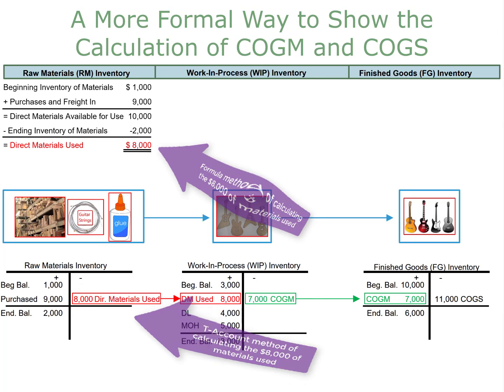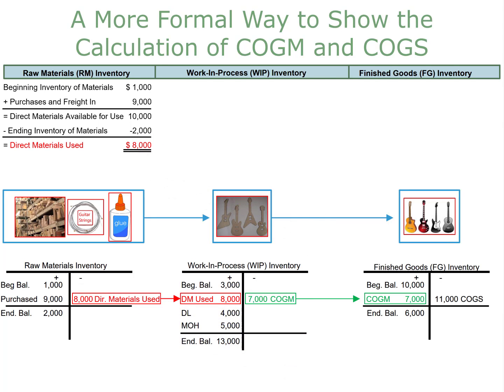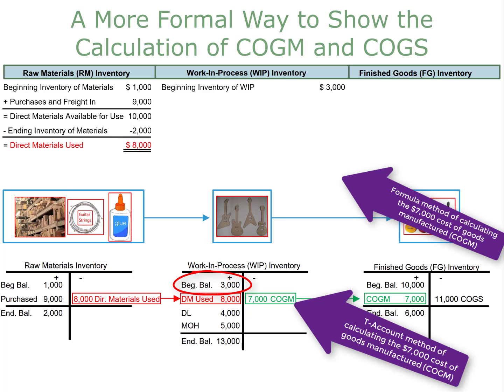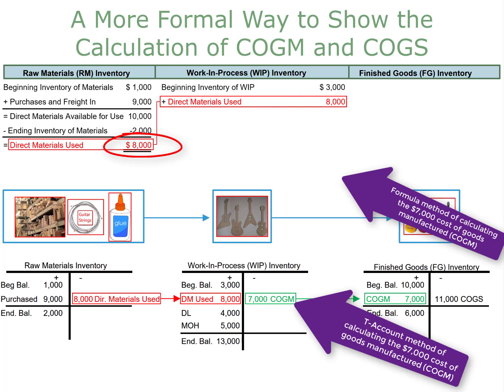Now let's move on to the next inventory account, work in process. Here, our goal is to calculate the amount of costs that leave the work in process inventory account because some guitars have been finished. We call these costs cost of goods manufactured. We first start with the beginning balance of guitars that were partially built. Then we add direct materials used. But where do we get that number from? We get it from here, our raw materials calculation. Remember, direct materials were removed from the raw materials inventory account and then added to the cost of guitars that are in the process of being built.